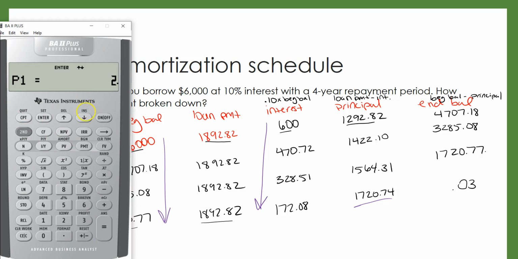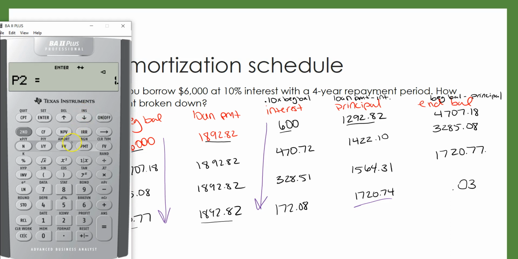Now here it's going to ask you P1 and P2. P1 is the beginning of the period, P2 is the end of the period. So if we want to see what happens in year 1, we want to see what happens from the beginning of year 1 or period 1 to the end of period 1. In this instance, periods are years. If this were compounded monthly, then to see what happens in year 1, you'd have to go from period 1 to period 12 because each period is 1 month.